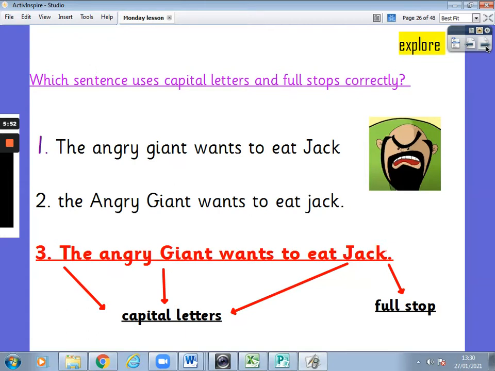That's right, it's number 3. The angry giant wants to eat Jack. Capital T as the is the beginning of a sentence. Capital G for giant, that's his name in the story. Capital J for Jack, that's the boy's name. And a full stop after Jack to say the sentence has finished. The angry giant wants to eat Jack.